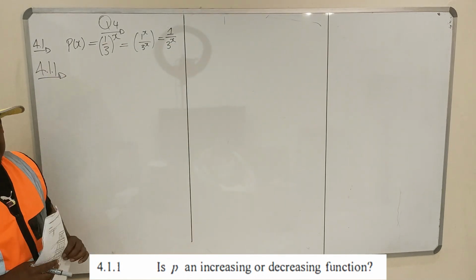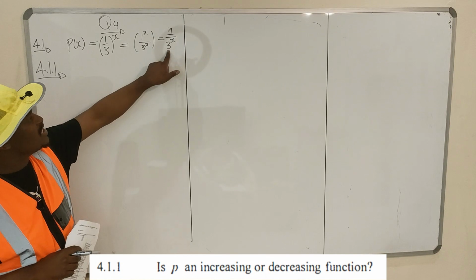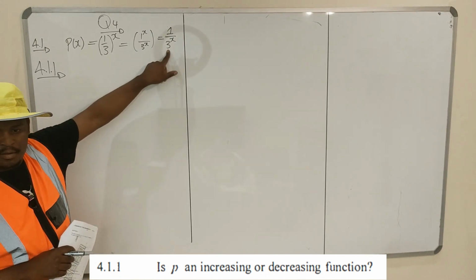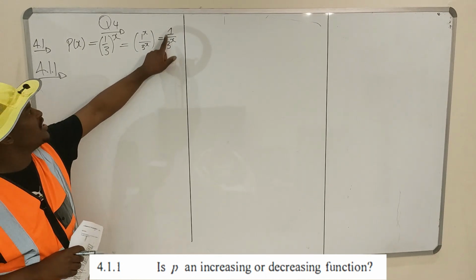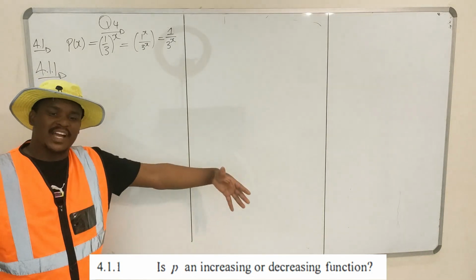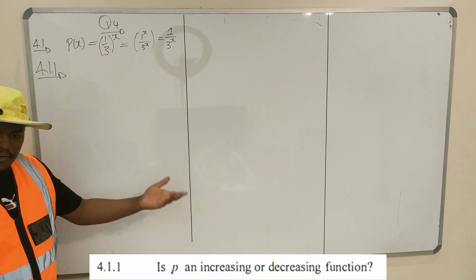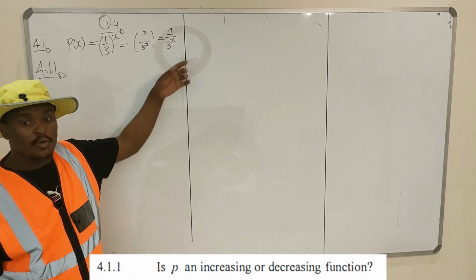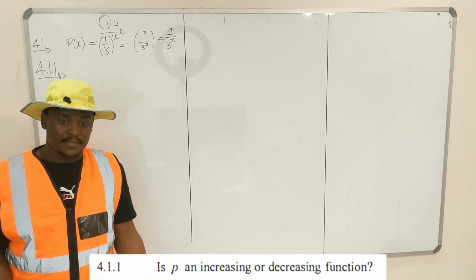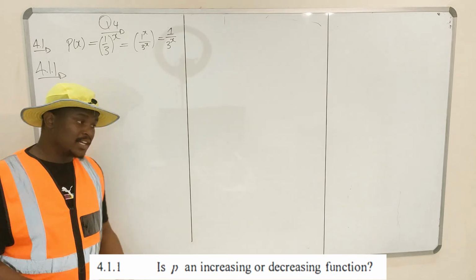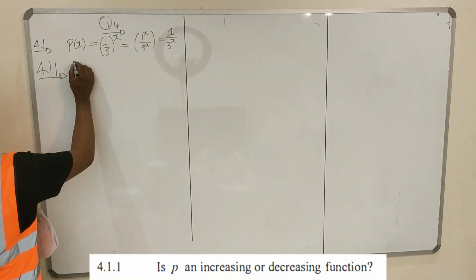Yes. So if x is getting bigger, the denominator is getting bigger. So if the denominator is getting bigger, you're dividing 1 by bigger and bigger terms, which means it will become smaller. So as you increase your x value, your y value is decreasing, which means your function is decreasing. So we're dealing with a decreasing function.